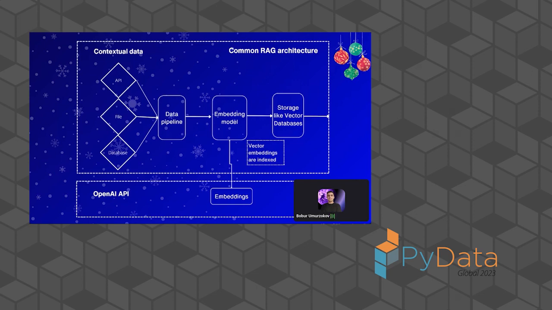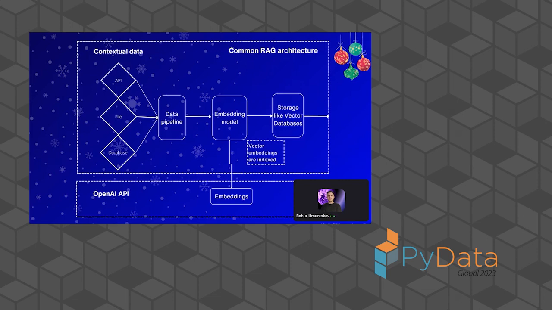So what you do, you start with ingesting data from APIs, files, databases, any sort of data source, and you run this data pipeline to pre-process, filter out some unnecessary data, hide some security data, and you send this data, as I said, to the embeddings endpoint. And after you calculate this, you index vector embeddings and store them in vector storage, like a vector database, right?